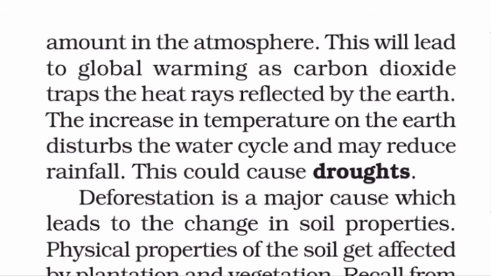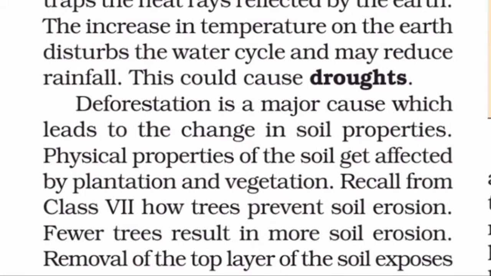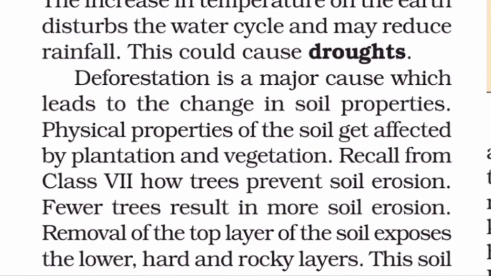The increase in temperature on the earth disturbs the water cycle and may reduce rainfall. Yeah, if the water cycle is reduced, then the rainfall will also get affected. This could cause drought. Deforestation is a major cause which leads to the change in soil properties.